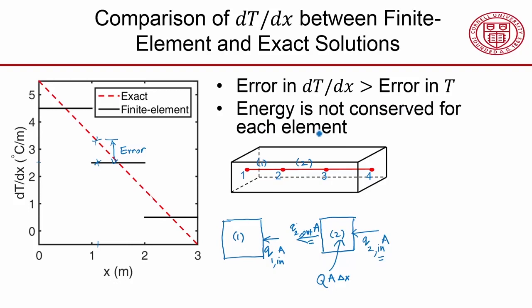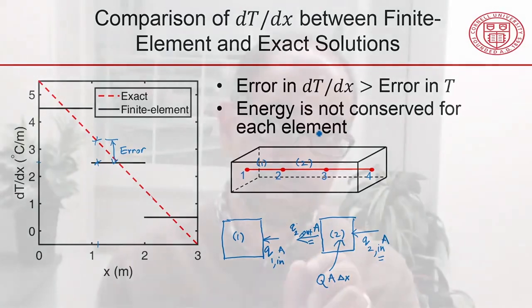It's also not conserved for each infinitesimal element, because if that were the case, the differential equation would be satisfied exactly, and we saw that our finite element solution satisfies the differential equation poorly. But it turns out that heat, or energy, is conserved in aggregate. We'll take a look at that next.